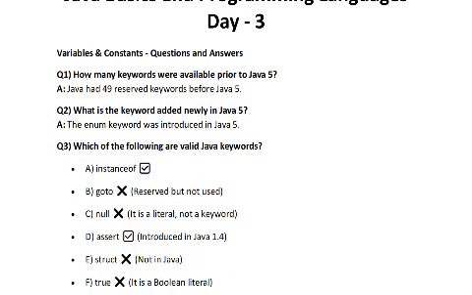First, coming to the questions. How many keywords were available prior to Java 5? Java had 49 reserved keywords before Java 5. Only 49. After Java 5, one keyword is added. What is the keyword added newly in Java 5? The enum keyword was introduced in Java 5.